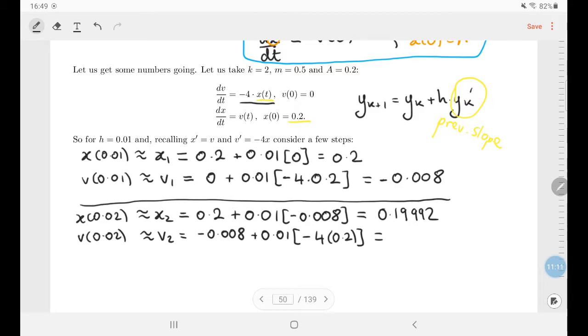So minus 0.008 plus 0.01 times minus 0.8. And that's minus 0.088. So now, important point.